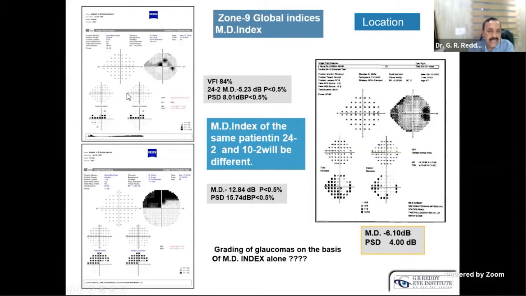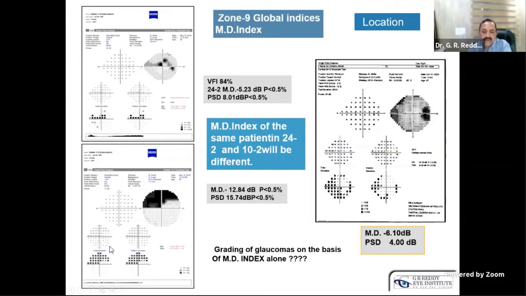Take for example, the same patient, if you take 30-2, because the central and peripheral area points are normal, the loss of retinal sensitivity will be divided by 74, and this value again becomes still lower. So for mean deviation, you should understand what is the extent of the field defect, what is the location of the field defect, what point pattern is there, whether it is the mean deviation of 24-2 or 30-2 or 10-2. All these things should be considered.